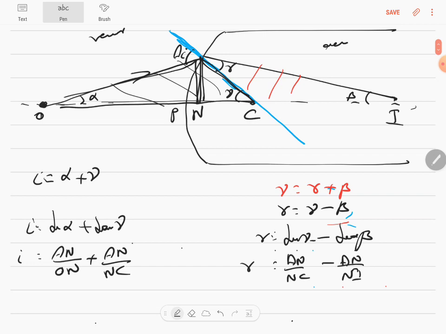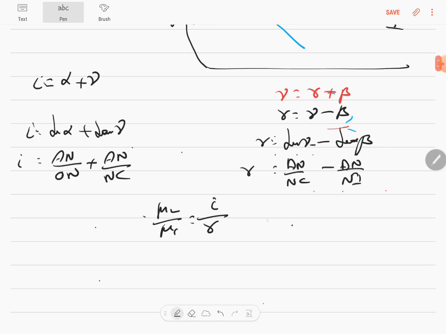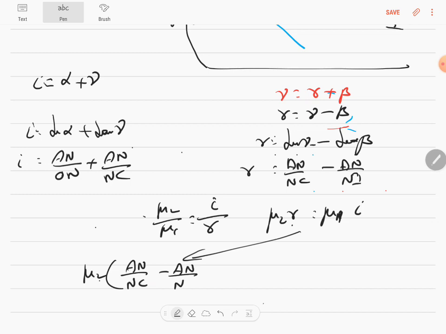Here the light ray is entering from rarer to denser. So mu 2 with respect to 1, which is mu 2 by mu 1, is equal to sin I by sin R. You can write it as I by R considering the angles are small. Let's cross multiply. You get mu 2 into R is equal to mu 1 into I. So substituting, mu 2 into R, which is AN by NC minus AN by NI, is equal to mu 1 into I, which is AN by ON plus AN by NC. So AN throughout gets cancelled.